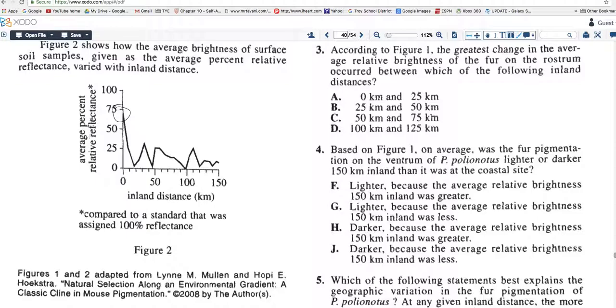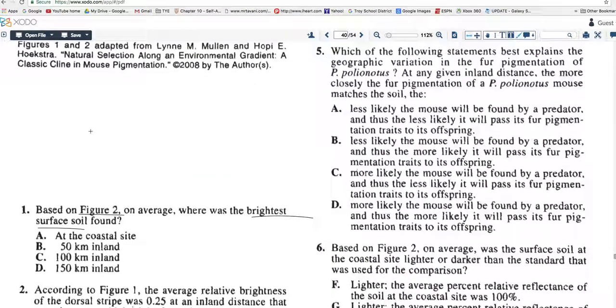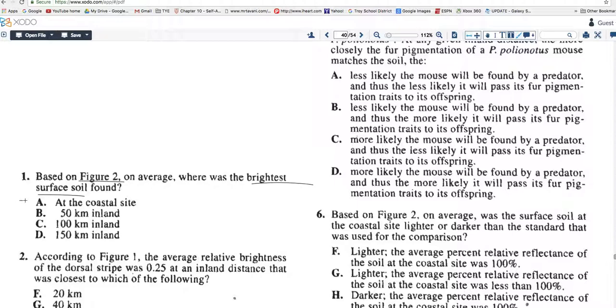What does relative reflectance mean? When something's bright, this goes, what? It's how bright. Yeah. So whenever your eyes see colors, it's measuring the light that's bouncing back. So the more light that's reflected, the brighter it is. Okay? That's the whole basis of this passage. So yep, it is at the coastal site.